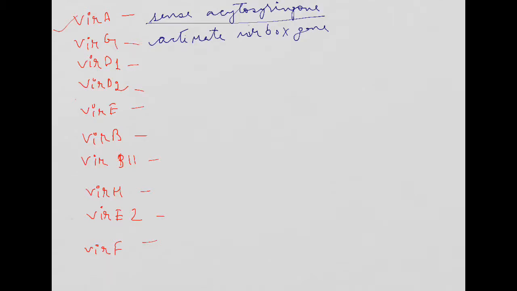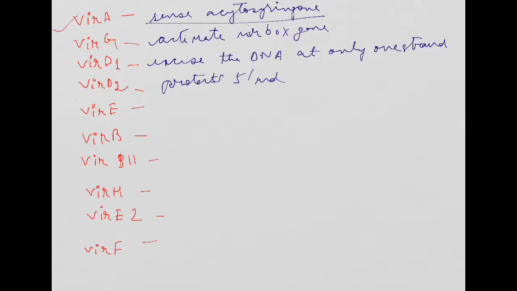There comes VirD1. It will excise the tDNA at borders. Okay, at only one strand, because it will be transferred as a single stranded structure. And VirD2, it protects the 5' end from being cleaved by exonuclease.